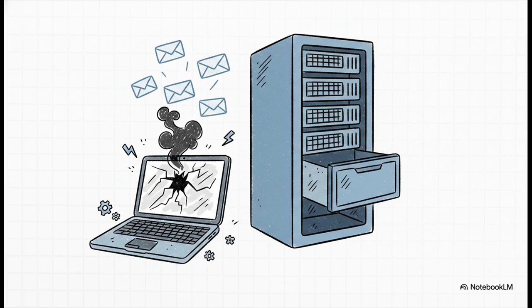Because POP3 is built to download messages locally and instantly delete them from the server, trying to check your email on multiple devices turns into an absolute logistical nightmare. Plus, if your computer crashes and you haven't backed up those downloaded emails, they are permanently gone. The server just doesn't have a copy anymore. Talk about major data loss anxiety.